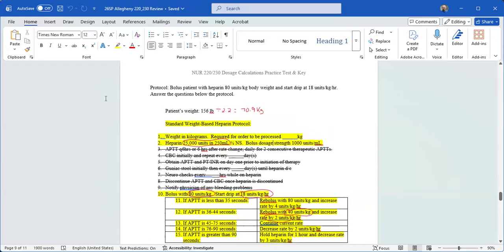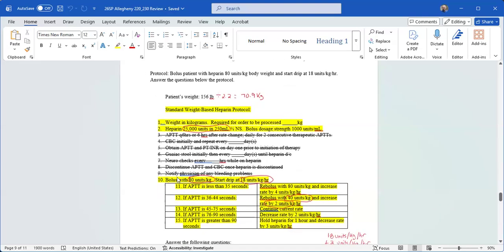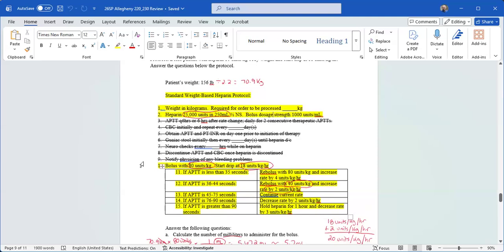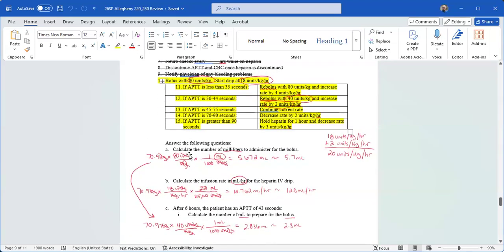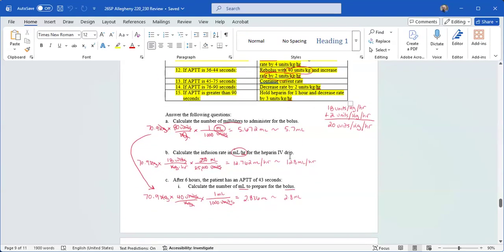At the beginning, the introduction to the question tells you what to do and the order, and that order is repeated in the protocol as well. It says to bolus with 80 units per kilogram, and then start a drip at 18 units per kilogram per hour. Like I said, I'm going to work through another example of this. I just wanted to show you what the big protocol looked like, and then come back and answer Amber's question. So I gave you three, technically four questions on this one question just for practice.